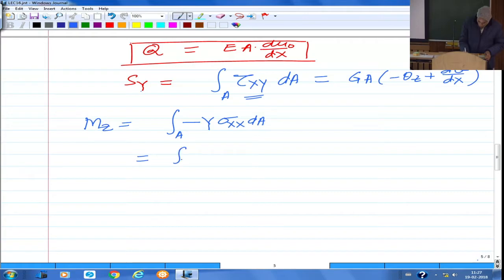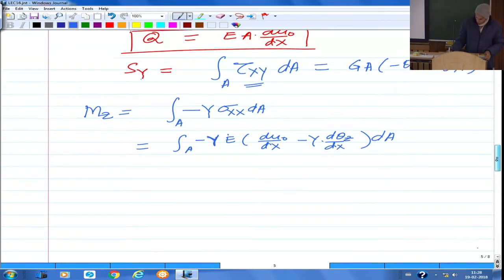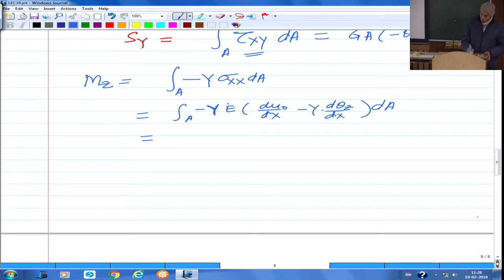So now if you see again in this, let me put minus here as it is, and then this is E times du naught by dx minus y times d theta z by dx into dA. This is y, that you differentiate between gamma and y. So this is what you have. Now if we assume that y equal to 0 is the centroid of the cross section, the first integral y dA is 0. So what you will actually get is integral y square dA, and y square dA integrated over the cross section is your I, so this will become E I z z into d theta z by dx.